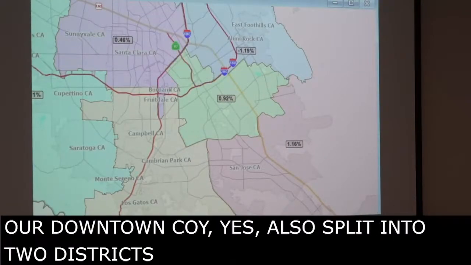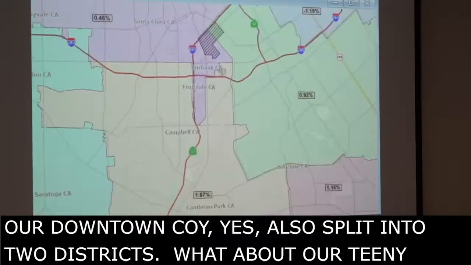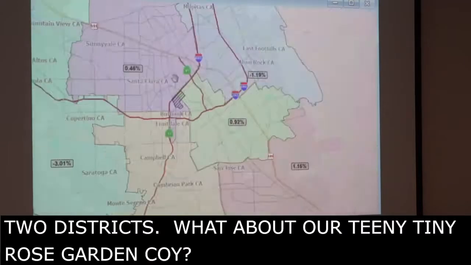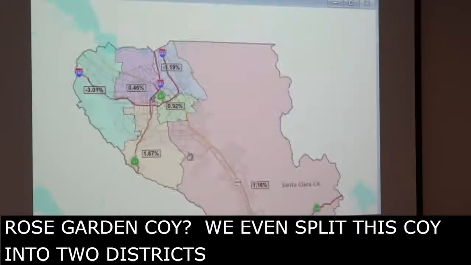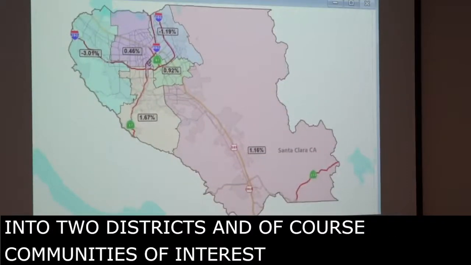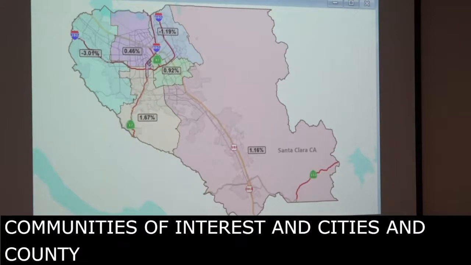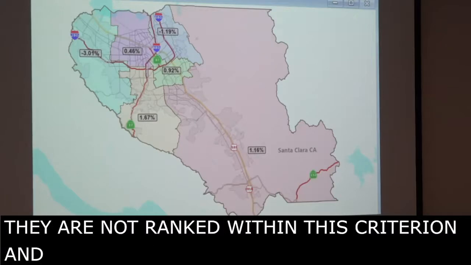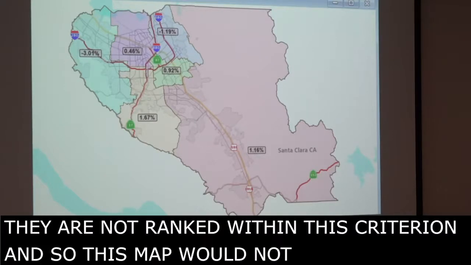What about our teeny tiny Rose Garden COI? We even split this COI into 2 districts. And of course, communities of interest and cities and county boundaries are on the same level. They're not ranked within this criterion. And so this map would not be a good version to go with.